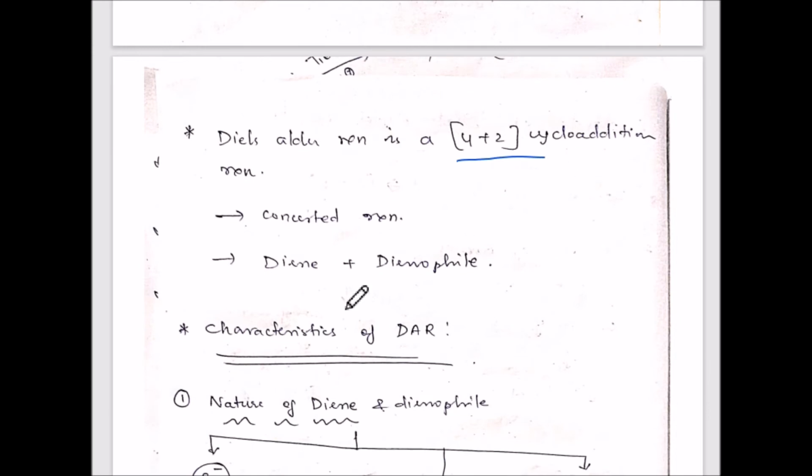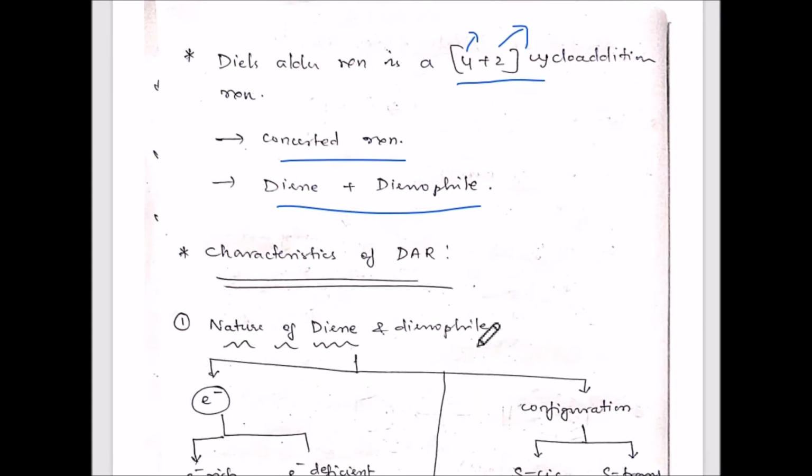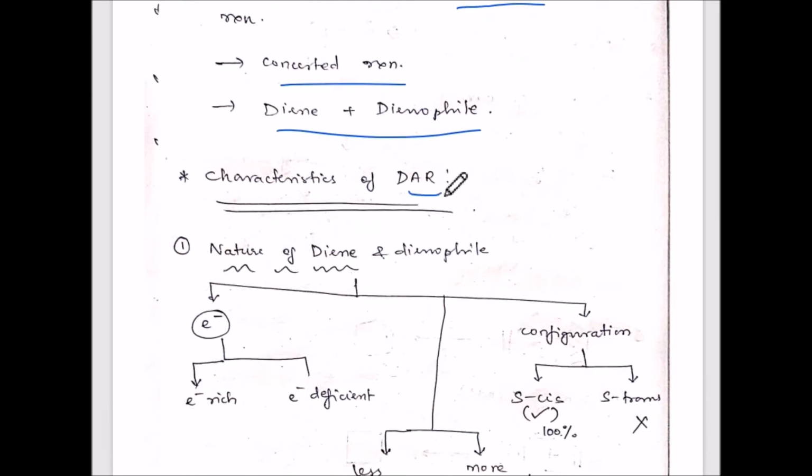You know the Diels Alder reaction is a 4 plus 2 cycloaddition. It is a concerted reaction because it occurs in a single step, and it involves a diene and a dienophile. In the Diels Alder reaction, the first reactant will be your diene and the second one will be your dienophile. There are many properties for that, so the Diels Alder reaction has certain things to be noticed. We have to discuss the characteristics of the Diels Alder reaction now.